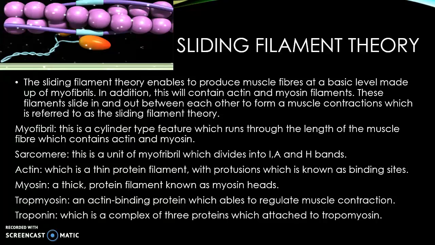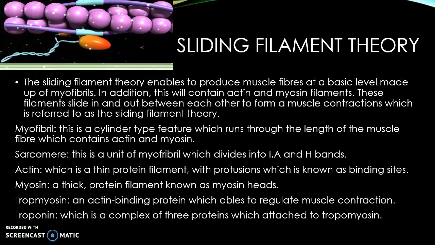The sliding filament theory. This theory explains how muscle fibers, at a basic level, are made up of myofibrils. In addition, these contain actin and myosin filaments. These filaments slide in and out between each other to form a muscle contraction, which is referred to as the sliding filament theory. The myofibril is a cylinder-type feature which runs through the length of the muscle fiber and contains actin and myosin.